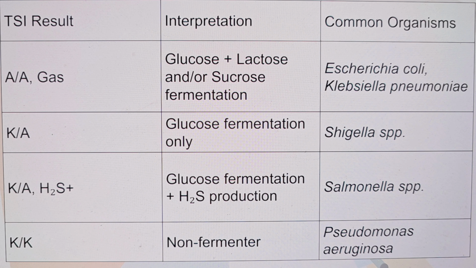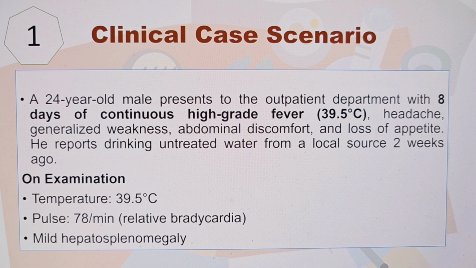Examples: Shigella species. K/A with H2S production indicates glucose fermentation plus H2S production. Example is Salmonella species. K/K mainly indicates non-fermenters. Example is Pseudomonas aeruginosa. Let us discuss some clinical case scenarios.